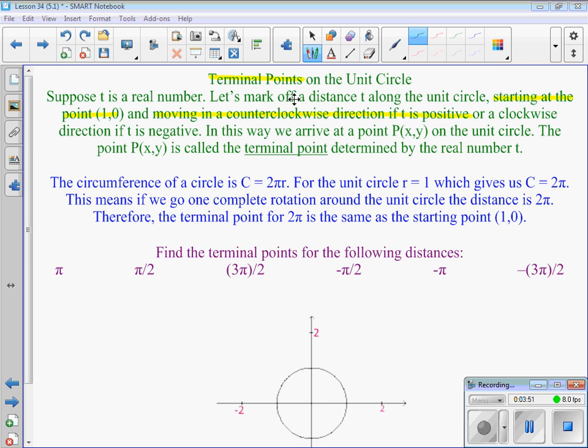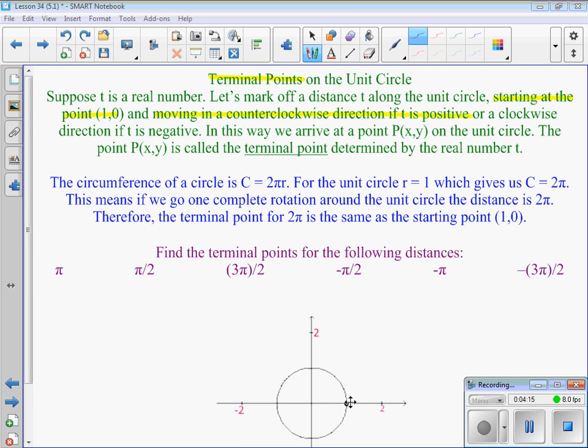So terminal points on the unit circle, it's actually a point on the unit circle, okay? So suppose t is a real number. Let's mark off a distance t along the unit circle starting at the point 1, 0. So you always start over here. This is the starting point of the unit circle. And you move counterclockwise if it's positive. So we're always moving counterclockwise.